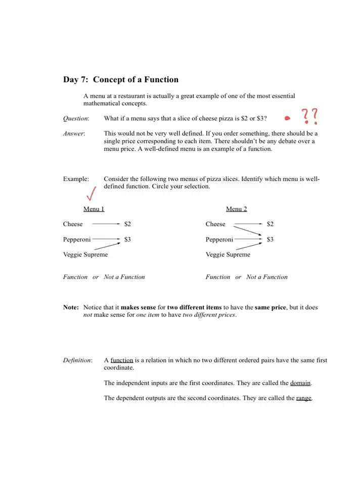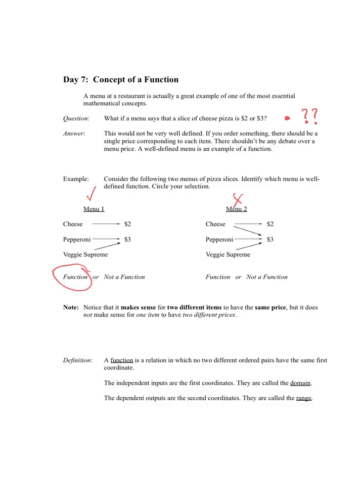This menu here, menu 1, this is a well-defined menu. It's a function. What's the cost of a slice of cheese pizza? $2. What's the cost of a pepperoni? $3. What about the veggie supreme? $3. Yes, that would be a function. It is clearly defined. Every item has a definite price.